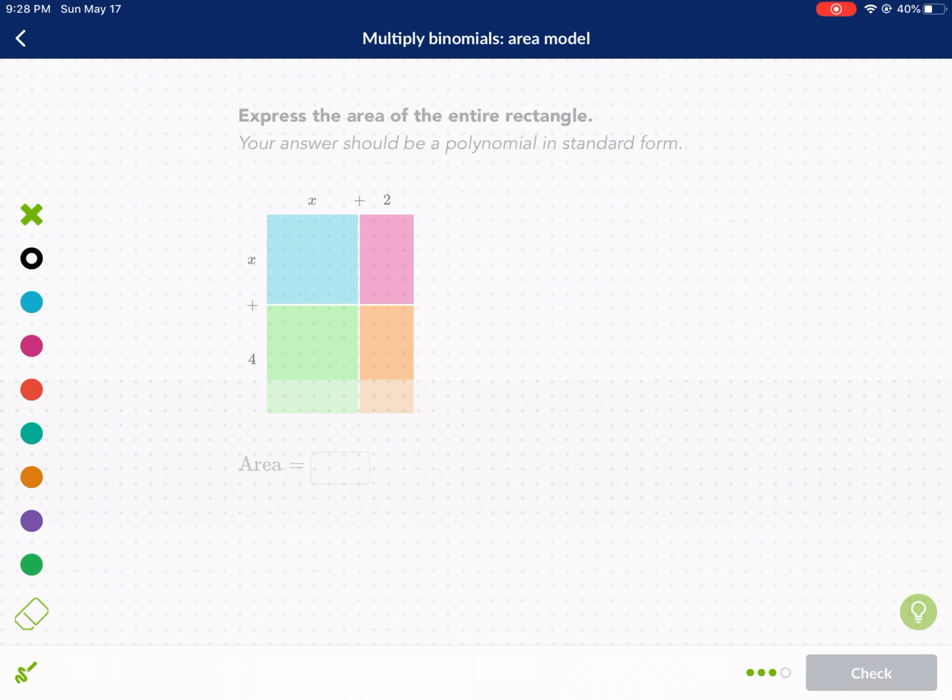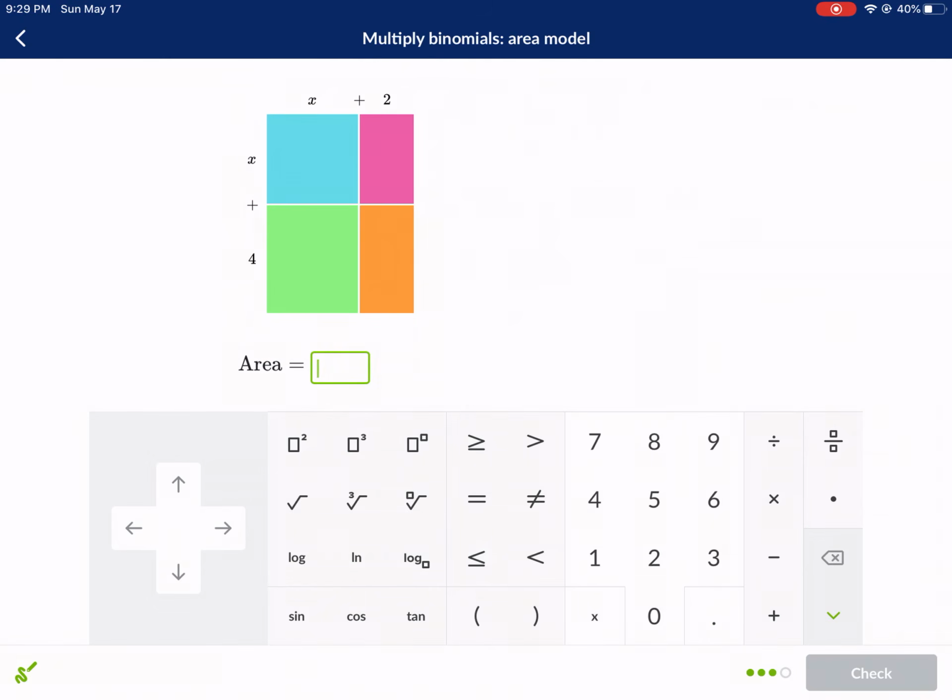Last one. Doesn't it feel great? A lot of progress here. x squared, x times x. 2 times x, 2x. Green: 4 times x, 4x. 4 times 2, 8. Captain Planet time: x squared plus 2x plus 4x plus 8. Squiggly, squiggly. x squared plus 6x plus 8, final answer. I think it was 6x, right?